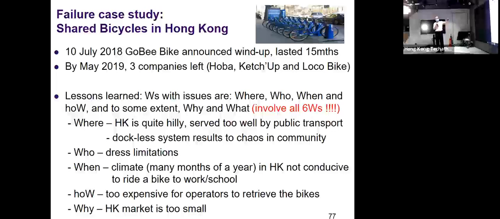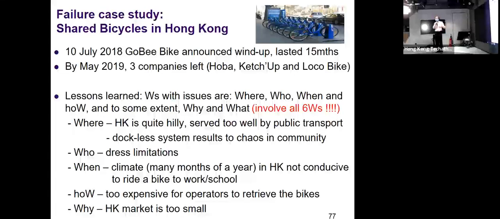I only have information up to May 2019, when only three companies were left. I think now there's only one company left. It is the university station. Only one company left.